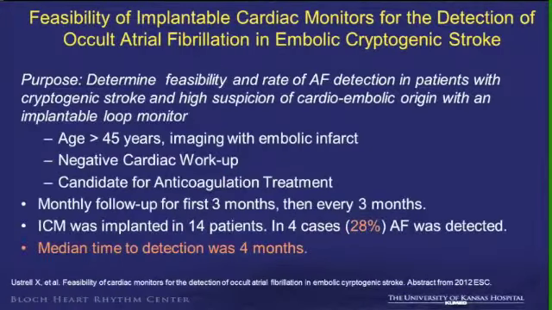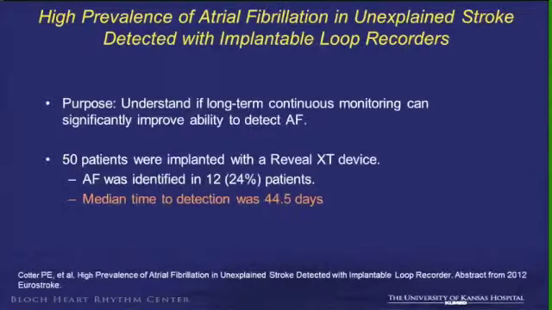This is a study looking at implantable loop recorders for diagnosing atrial fibrillation in embolic cryptogenic stroke. In this case, again, in about 25% of patients AFib was detected, and the median time to detection was 4 months. Another study saw that the detection time was 44.5 days. So I think what we keep seeing is that the time to detection becomes longer and longer the more we look.